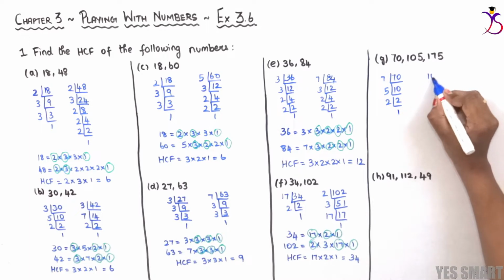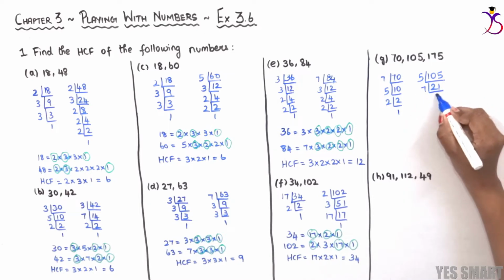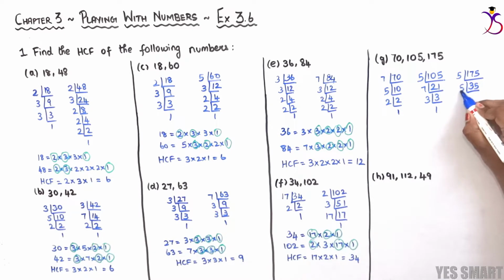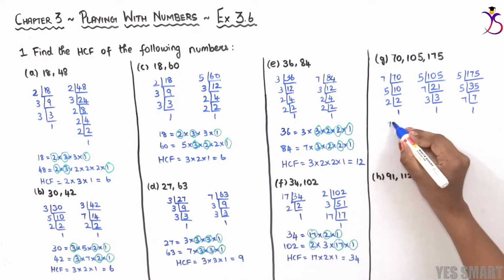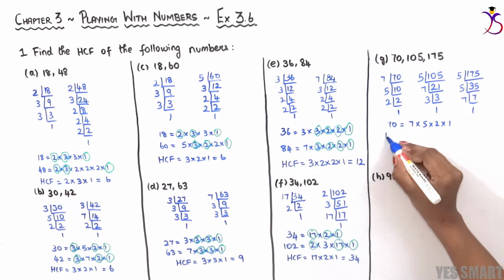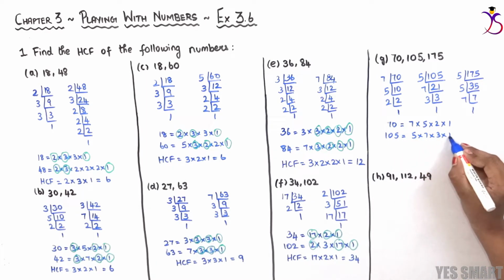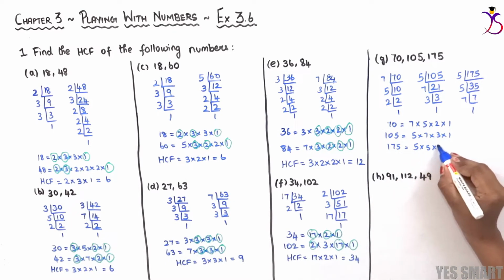Next 105. 5 21s are 105, 7 3s are 21, 3 1s are 3. Next we have 175. 5 35s are 175, 5 7s are 35, and 7 1s are 7. Now let's write the factors. For 70 we have 7 into 5 into 2 into 1. For 105, 5 into 7 into 3 into 1. So for 175 we have 5 into 5 into 7 into 1.